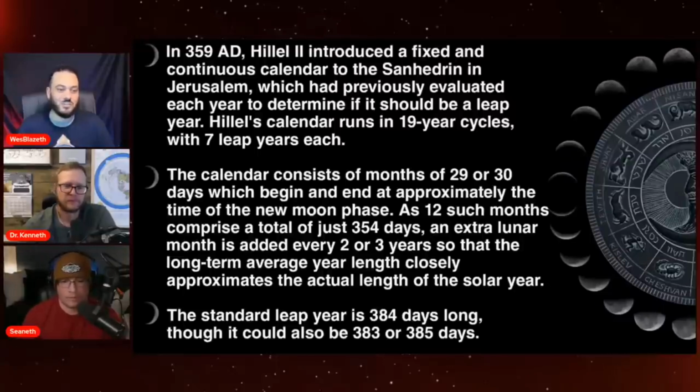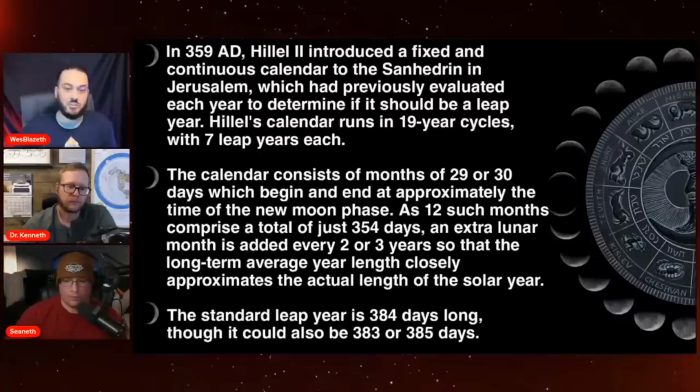The standard leap year, when they have these 7 leap years in their 19-year cycles, is 384 days long, although it could also be 383 or 385 days. So it's hard to say there's a standardized length. It's just depending on what the moon's doing and its peculiar course, right? Interesting. It really is. Because they make these calculations, we actually even see this prophecy, which we mentioned earlier, in the book of Jubilees.